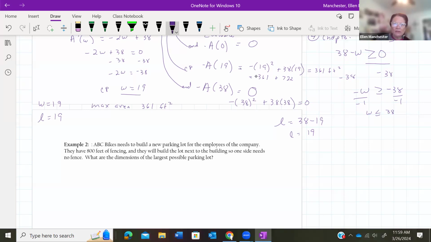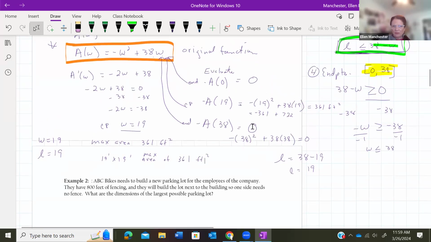Okay, so an interpretation is I have a 19 by 19, 19 feet by 19 feet rectangle, if you will, and it gives me a maximum area of 361 feet squared. Okay. So not only are you finding the width, you also have to find the length, because we want to know what the dimensions are. Okay, so any questions?